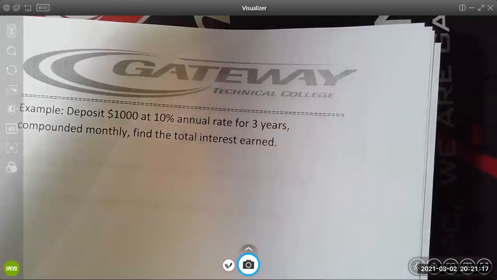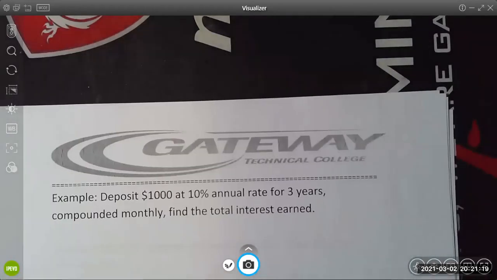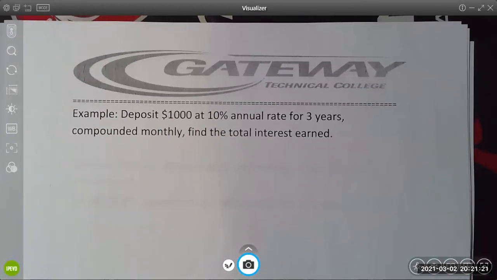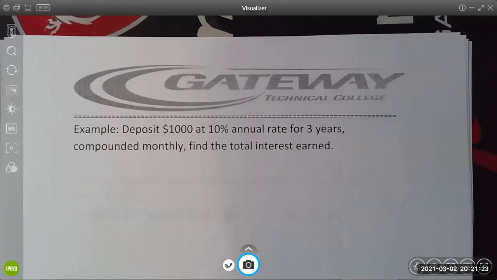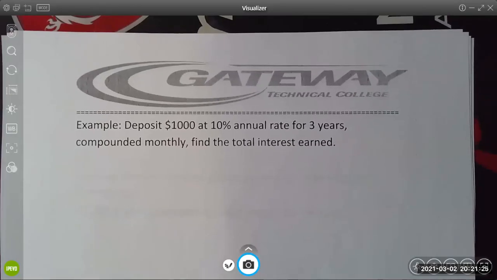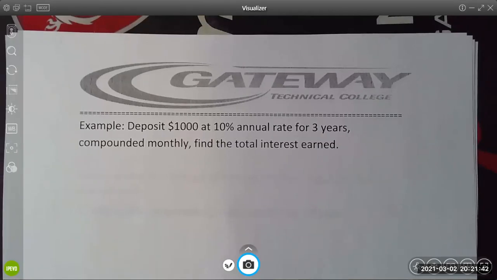So, okay, now I'm going to move on to do the second example. My goal is to make sense of this formula, to also help people understand a little bit deeper about this compounding inner working. So let's look at this second example. We deposit $1,000 at 10% annual interest rate for 3 years, compounded monthly, find the total interest earned.